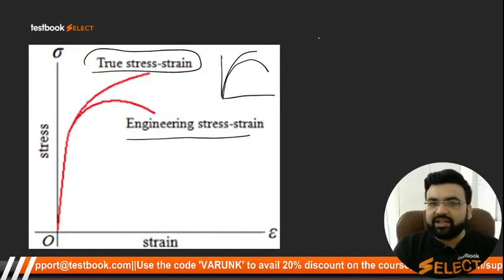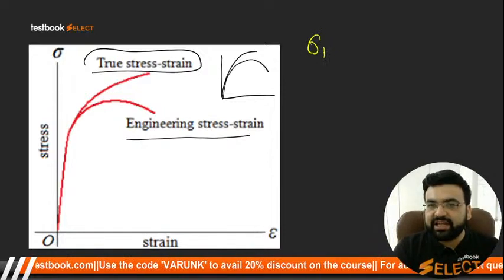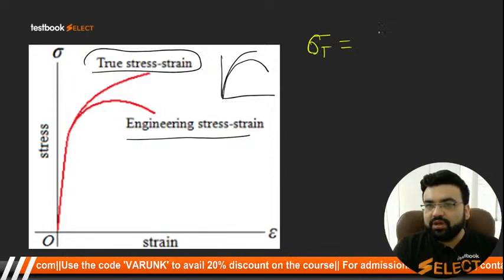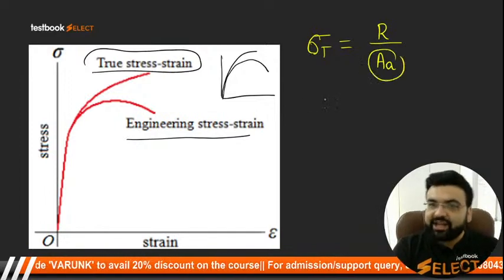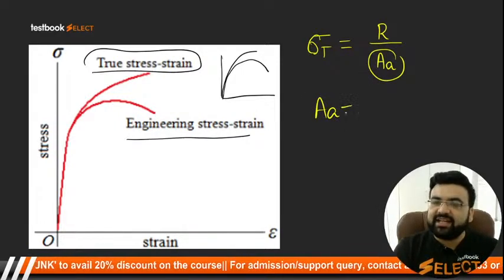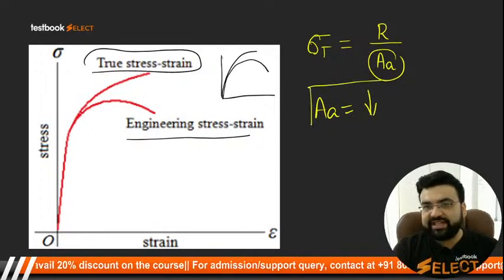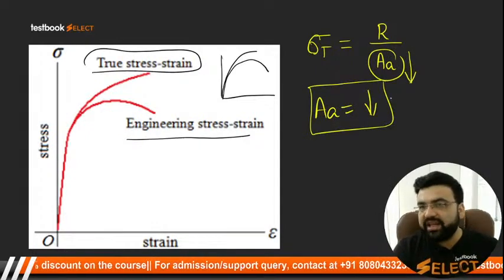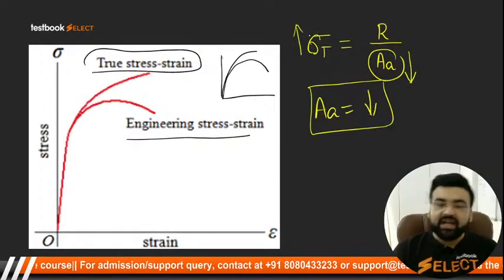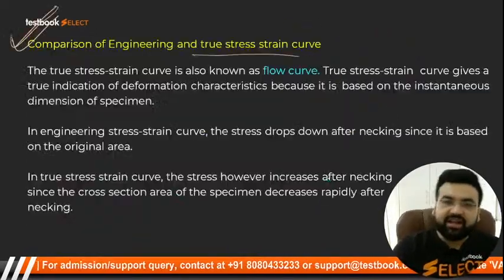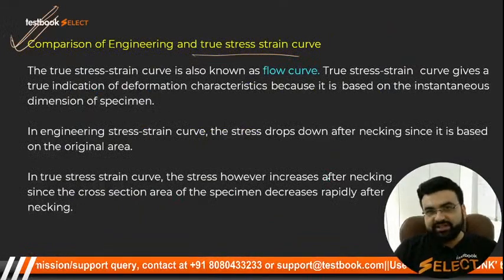Because we know that the true stress sigma t is equal to the resisting force per unit actual area, and the actual area in case of the tensile test keeps on decreasing. And if this keeps on decreasing, it is obvious that your sigma t will keep on increasing as compared to the engineering stress. And that is what I have written here, is right.